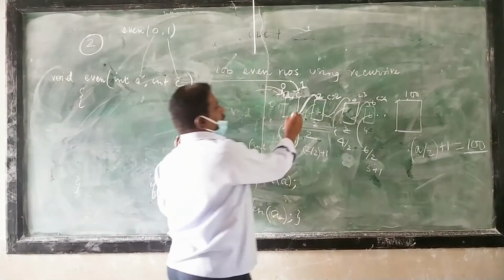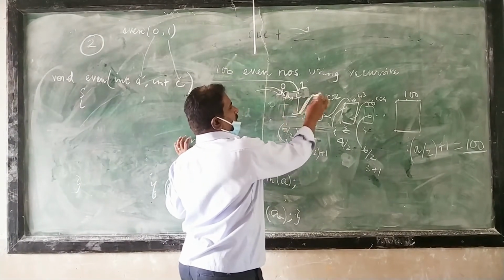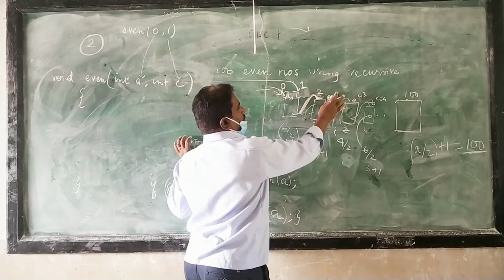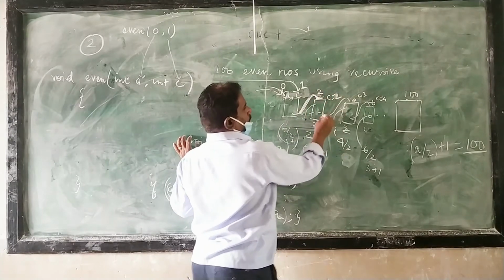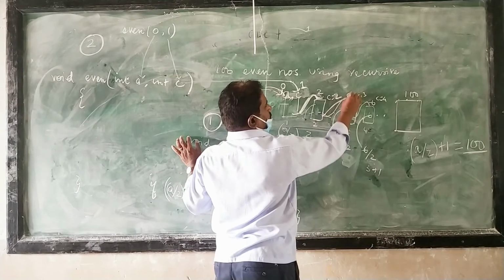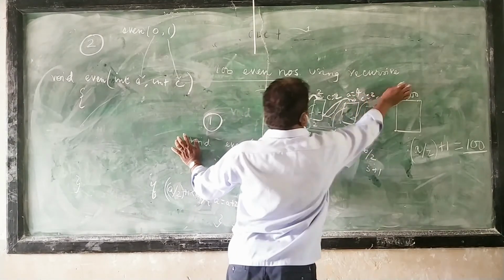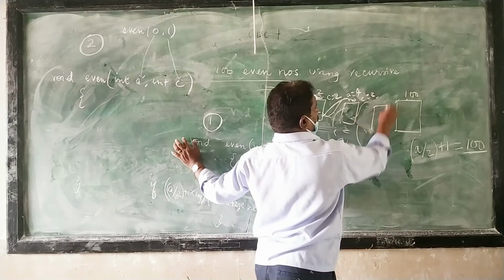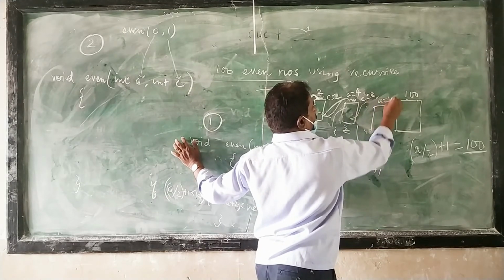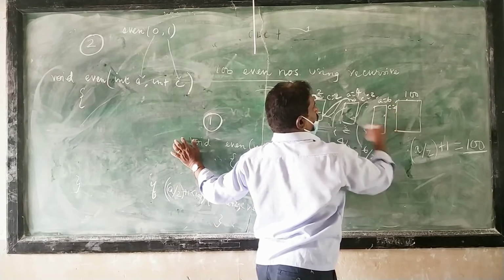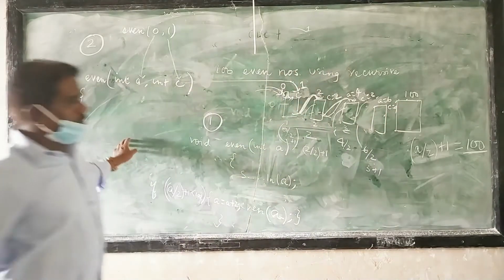Similarly, what is the value of the next box? In here 2 should go and c also should go 2. Next time, a should be 4 and c should be 3. And next time, a should be 6 and c should be 4. And so on, like that it should move on.